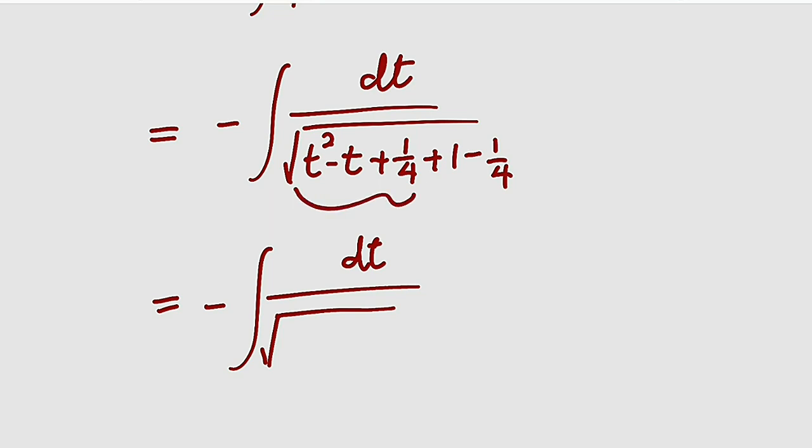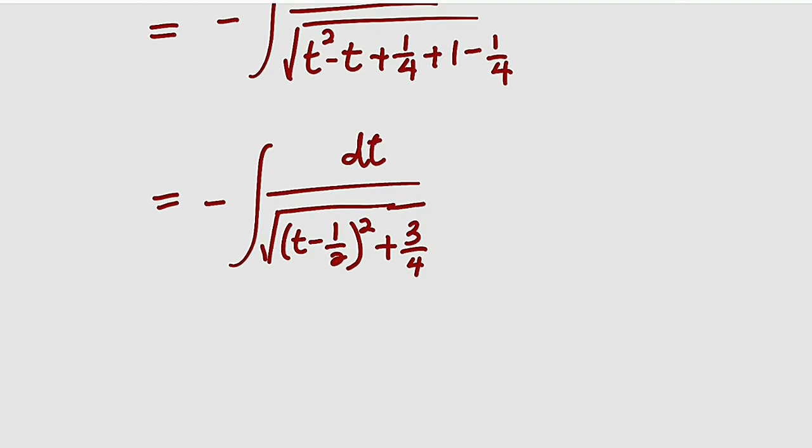This is equal to negative the integral of dt divided by the square root of, these first 3 terms can be written as t minus 1 divided by 2 all squared. Then if you simplify this, you're going to obtain 3 over 4. So we have plus 3 divided by 4. I would like to do another substitution right here.